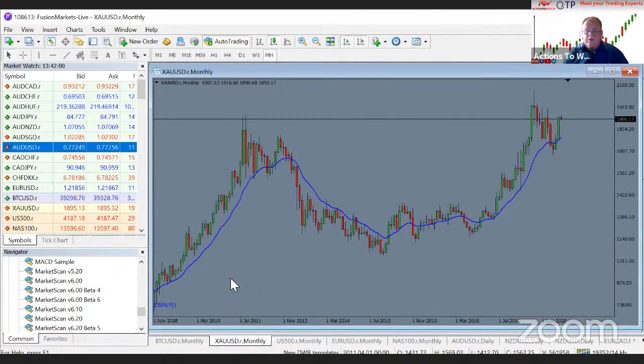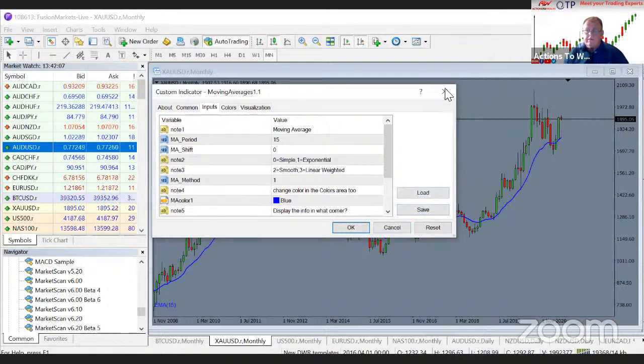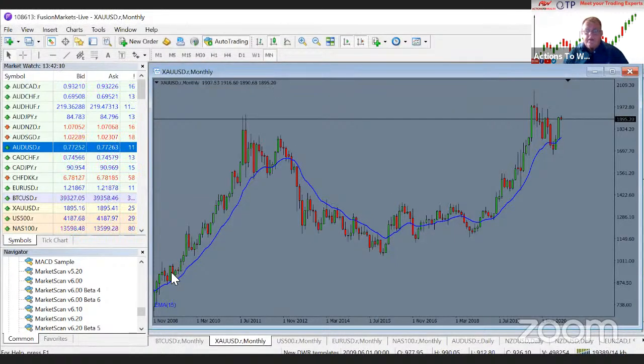Gold again. What we're looking to do with gold is to trend trade. I don't know why I've got an EMA on this. Sorry, guys. I'll just take it off. So this is why you see these gold specialists who are trend traders who do really well.